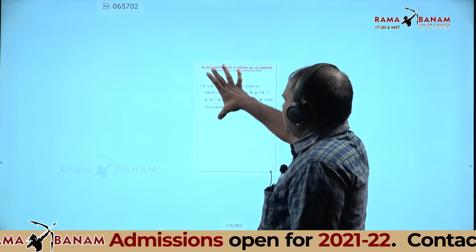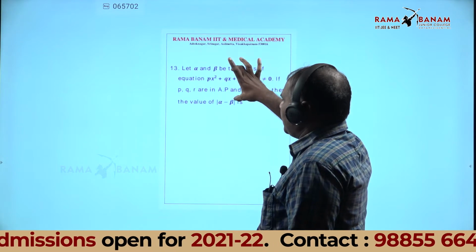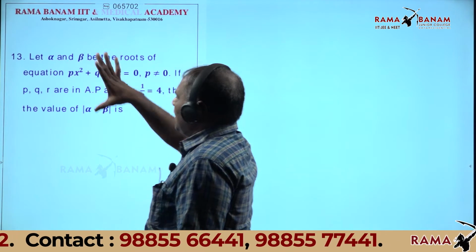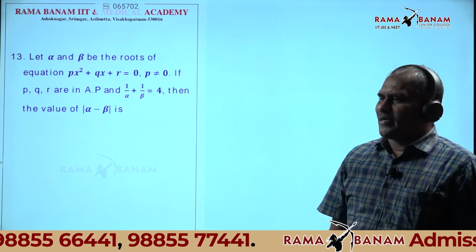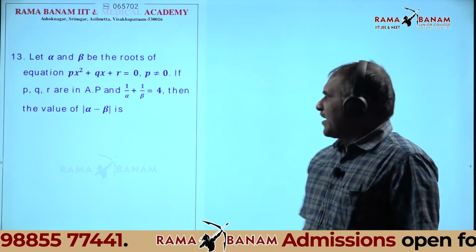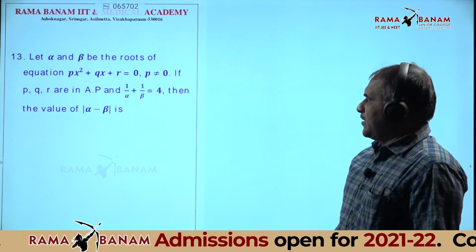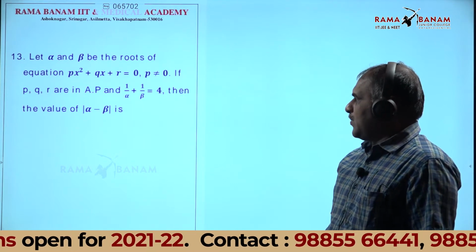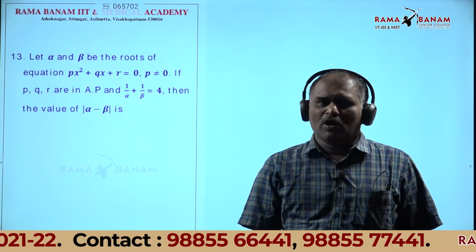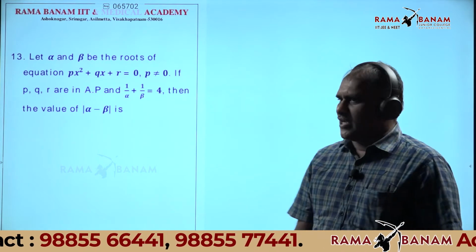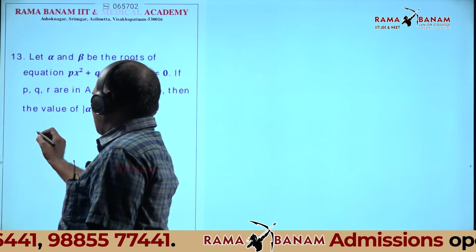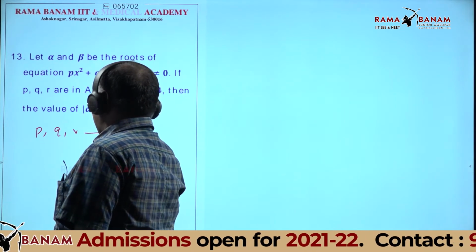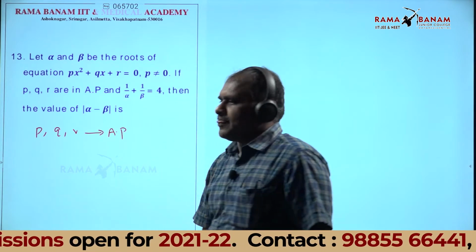Here is a question based on quadratic equations and arithmetic progression. Listen. Alpha, beta are roots of a quadratic equation, P not equal to 0, but P, Q, R are in arithmetic progression. Here P comma Q comma R are in arithmetic progression.